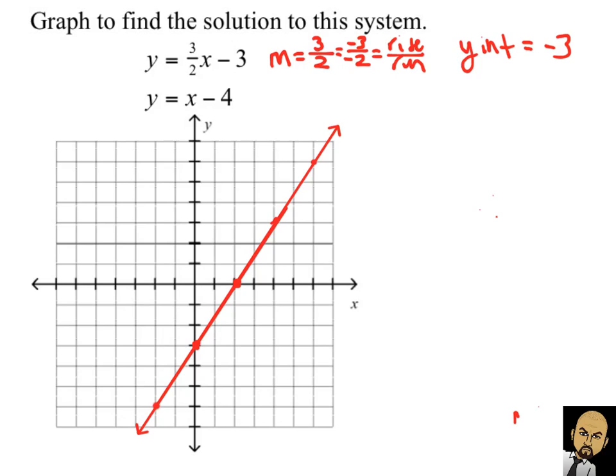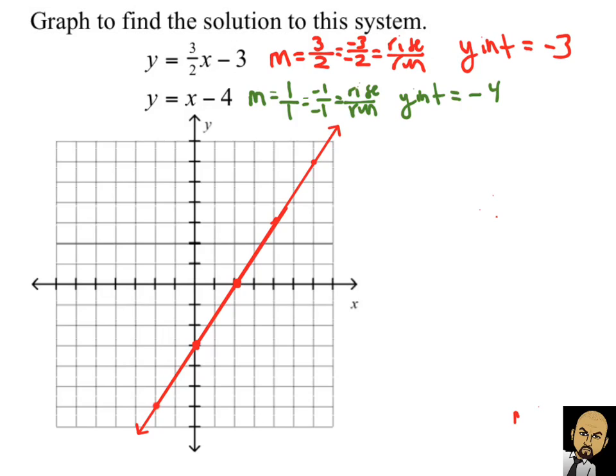Now let's look at y equals x minus 4. What is the slope? Well, the slope is 1. And so the rise is 1 and the run is positive 1, which is the same thing as a rise of negative 1 and a run of negative 1. So let's figure out the y-intercept. The y-intercept is going to be the constant, which in this case is negative 4.